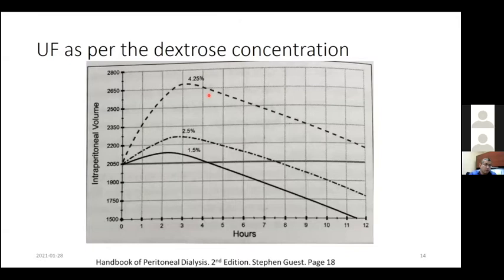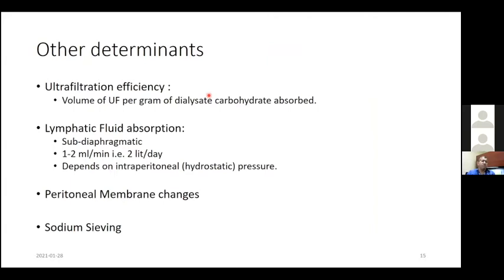So now, what are the other determinants for getting this filtration? The determinants are how much UF you gain out per gram of the carbohydrate. Now, dextrose is nothing but sugar, right? So how much ultrafiltration will you get out per gram of carbohydrate absorbed? That is how you calculate the efficiency. Again, it's more of an academic exercise. No one actually bothers doing that, but it's good to know.